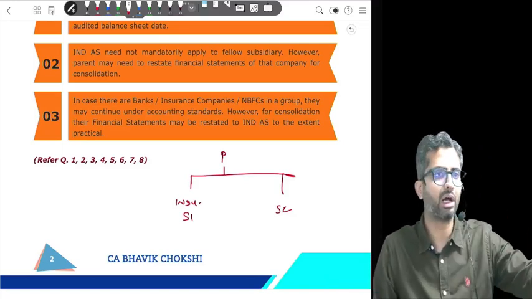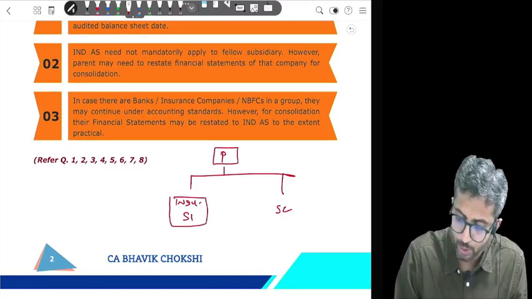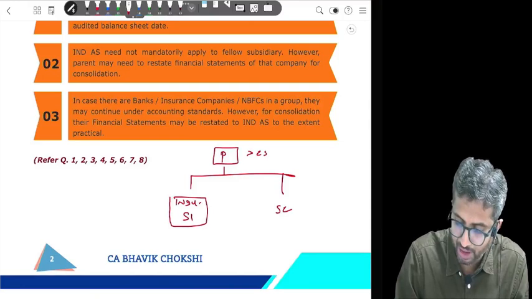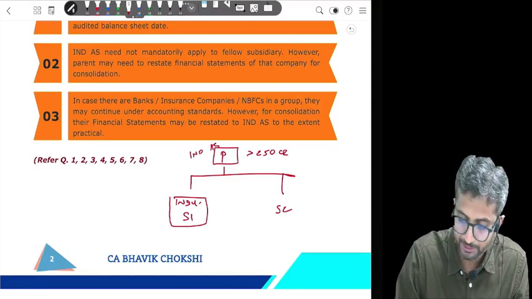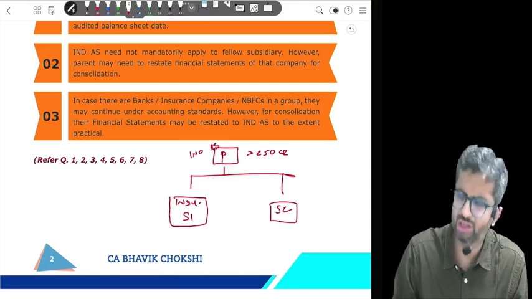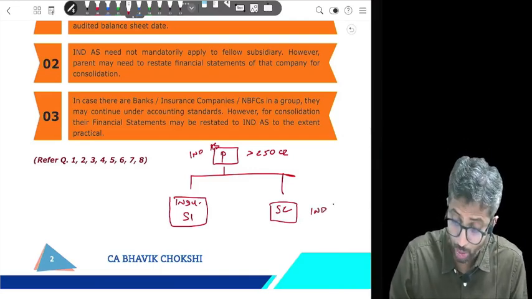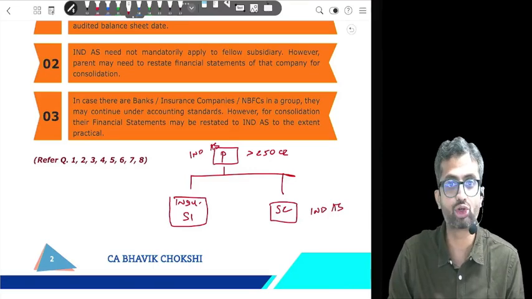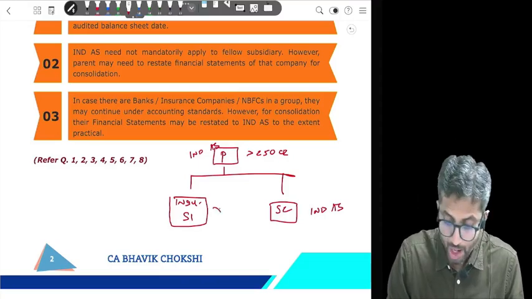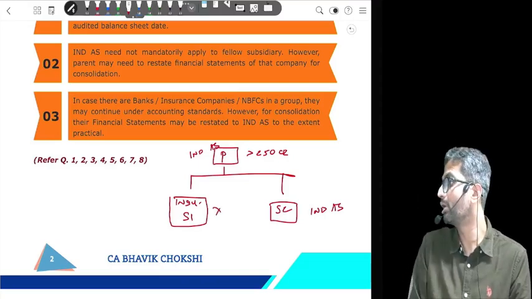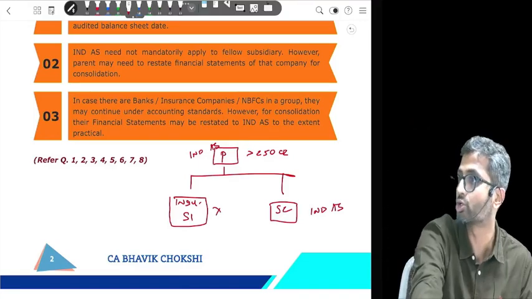So in general, if I look at P, now let's say Future Group has a net worth of greater than 250 crores. Then ideally for Future Group, will Ind AS become applicable? For its regular subsidiaries, will Ind AS become applicable? Yes. Now the problem is the insurance company. By default, does Ind AS become applicable to an insurance company? Yes or no? No. But then it is a subsidiary of a company, and we have learned that the moment parent becomes Ind AS, subsidiary also Ind AS.